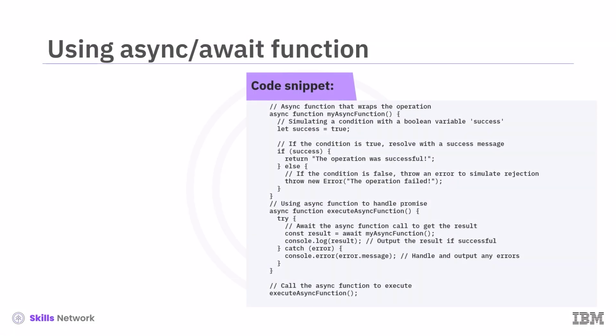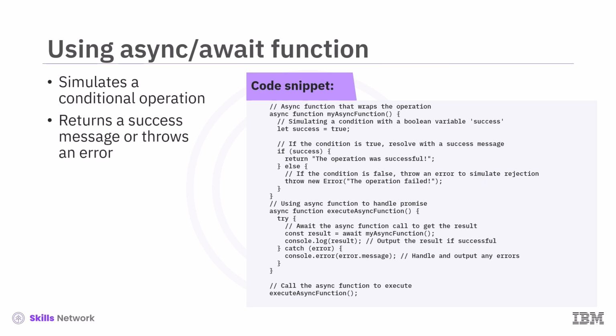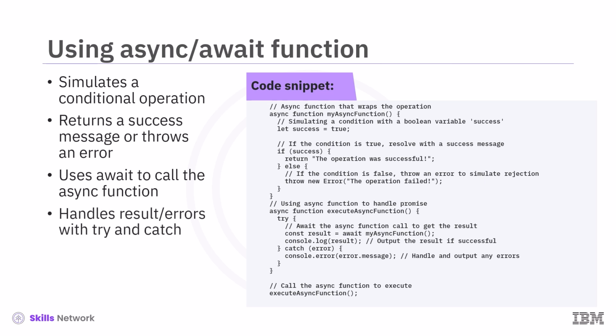This code snippet shows how async/await function simplifies asynchronous programming in JavaScript. In this example, the async function performs the following actions. It simulates a conditional operation. It returns a success message if the condition is met. It generates an error when the condition is not met. It uses await to call async function. It handles the result or any errors using try and catch. It handles promises more easily than chains.